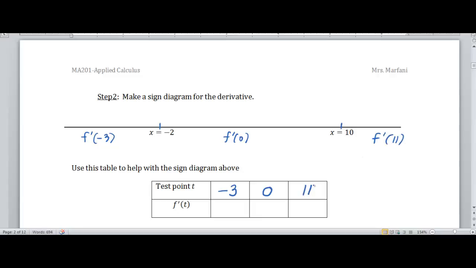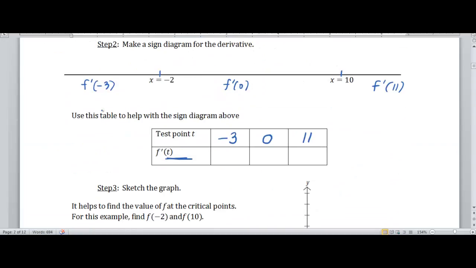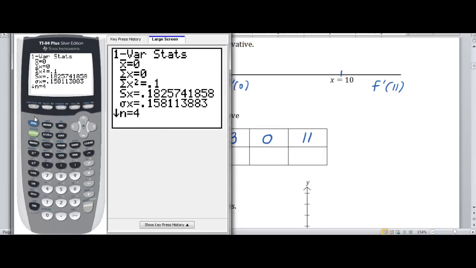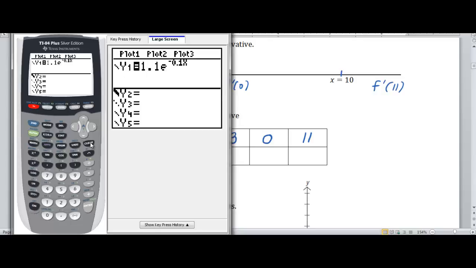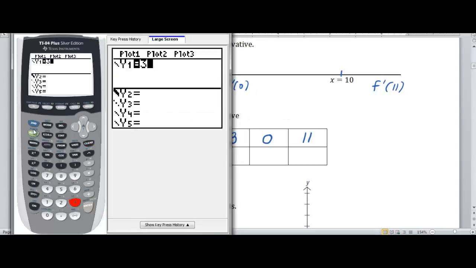And where are we plugging this into? We're plugging this into the first derivative. Okay, what was the first derivative? 3x squared minus 24x minus 60. Okay, so let's do that. Let's use the calculator to do this. Now let's use the table function. So what you're going to do is do y equals and plug the first derivative into here. 3x squared minus 24x.